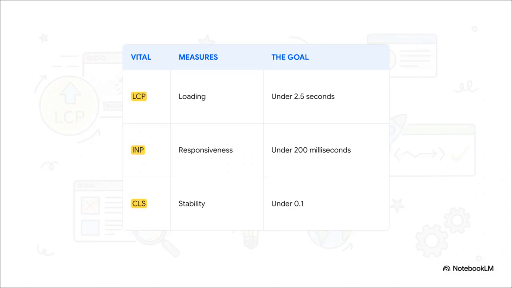Okay, so let's do a super quick recap of the big three. You've got LCP for loading, get that main content up in under 2.5 seconds. You've got INP for responsiveness, react to clicks in under 200 milliseconds. And you've got CLS for stability, keep that layout shift score under 0.1. Loading, responsiveness, stability. Simple, right?